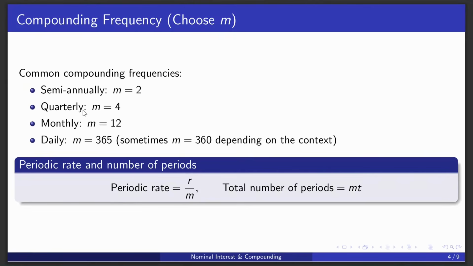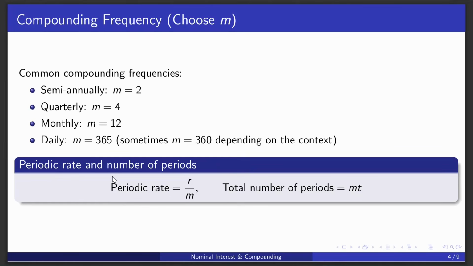There is also quarterly compounding, where interest is compounded 4 times in a year, and there are 4 quarters within a year. So after every quarter, interest is compounded. We also have monthly compounding, where M is equal to 12, indicating that interest is compounded 12 times in a year. Then finally, there is daily compounding.